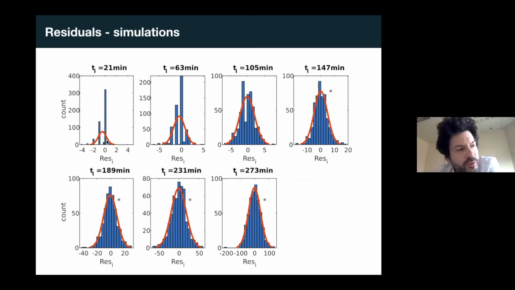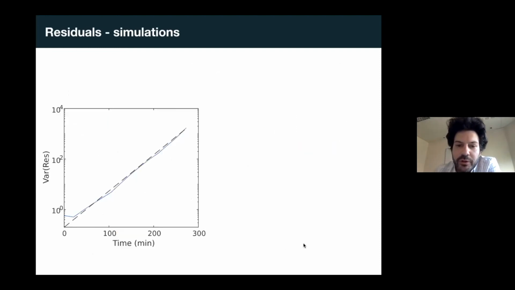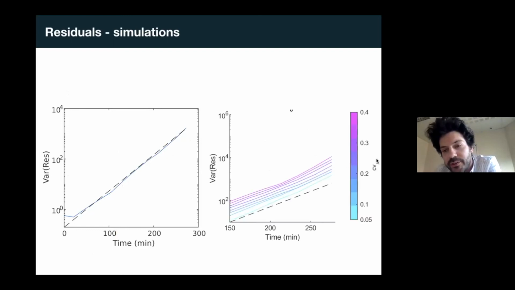You can, I think, formally prove this in the case where you have a Markov process, and for the Bellman-Harris process, I think there is also a sketch of a proof in Antoine's PhD thesis. So they're normally distributed, and the variance here increases with time, right? The variance of the residuals, so you go from 2 to 100 here. And if you look at the variance as a function of time, you actually see that it increases exponentially with time, and that it depends on this CV mu, so the variability of division times. So the higher the CV mu, the higher the variance of the residuals at a given time.